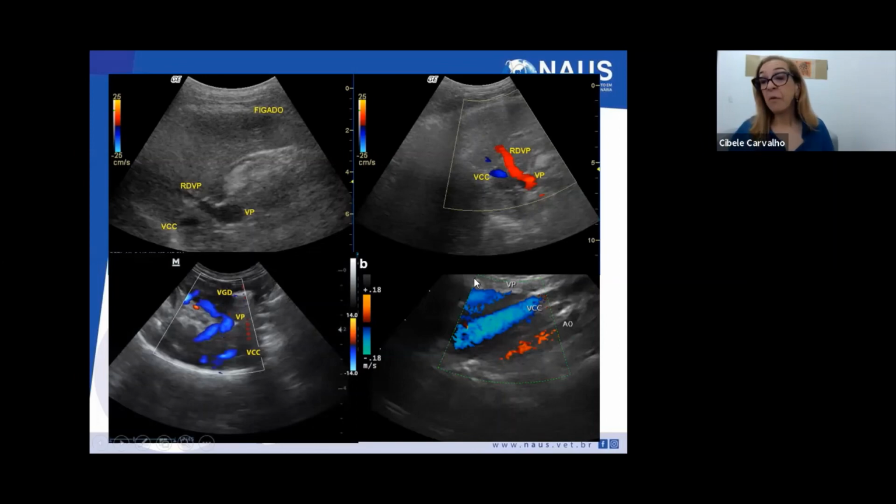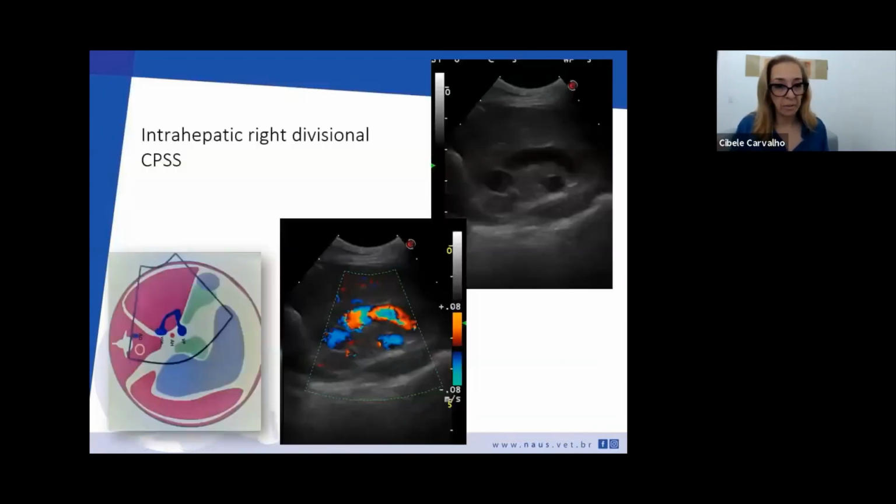And at this level, we can also see the portal vein and caudal vena cava, and sometimes, depending on the size of the animal that we are assessing, we can also see the aorta, okay? In the small ones, we also see the aorta. So let's see some examples of intrahepatic shunts.